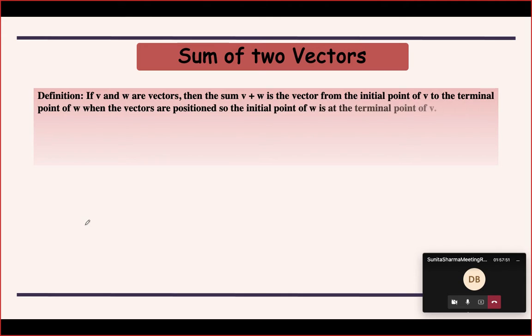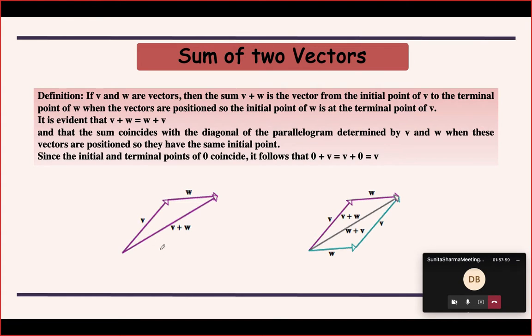Then there are some operations on vectors. To start with, how to find the sum of two vectors. I'll just explain geometrically first. If you have a vector v like this and you translate your vector w in such a way that the initial point of w coincides with the terminal point of v, then the sum of these two, v plus w, is denoted geometrically by the third side of this triangle, whose initial point coincides with the initial point of v and terminal point coincides with the terminal point of w.